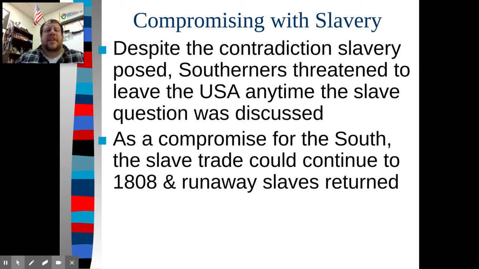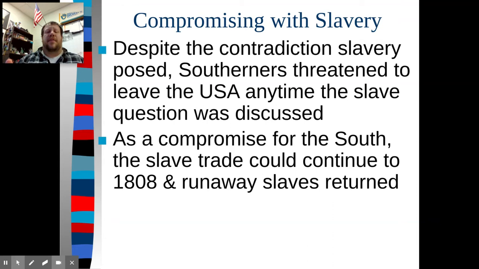They also compromised on the issue of could the government make slavery illegal? And Southerners essentially threatened to leave anytime slavery was discussed. South Carolina, if you ever take APUSH with me, we talk about South Carolina a lot. South Carolina was kind of the Florida man, if you will, of this time period. Anytime slavery came up, they're like, oh, we're gone. They're leaving. We're taking our ball and going home back to South Carolina. If you touch slavery, we're done.